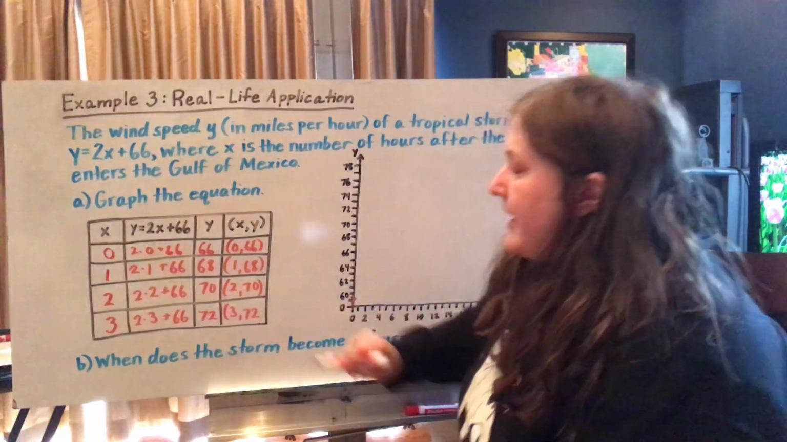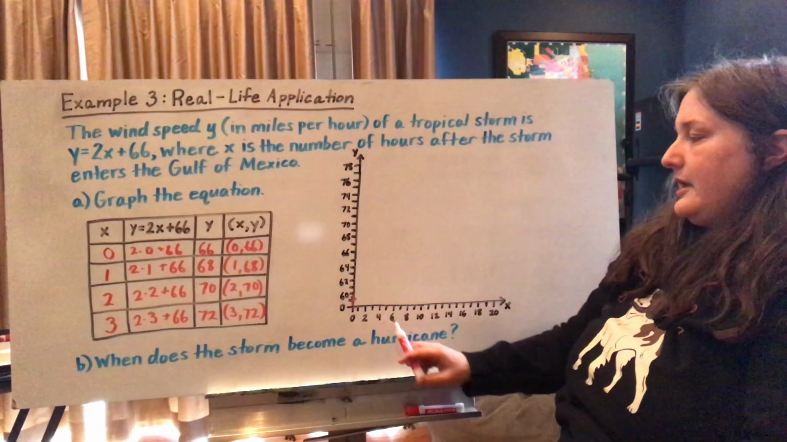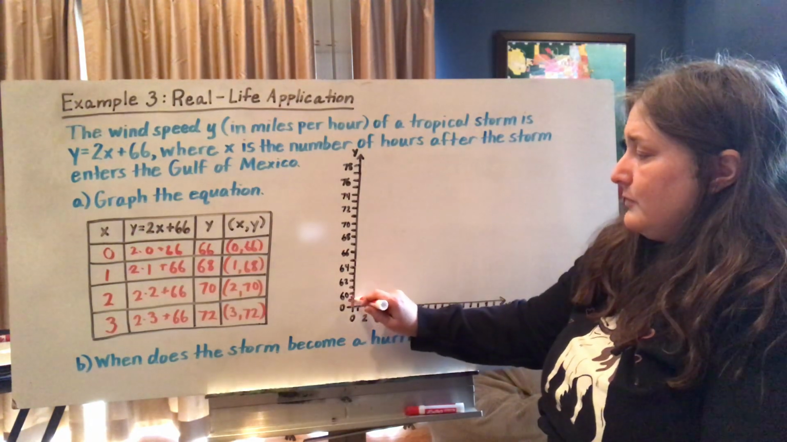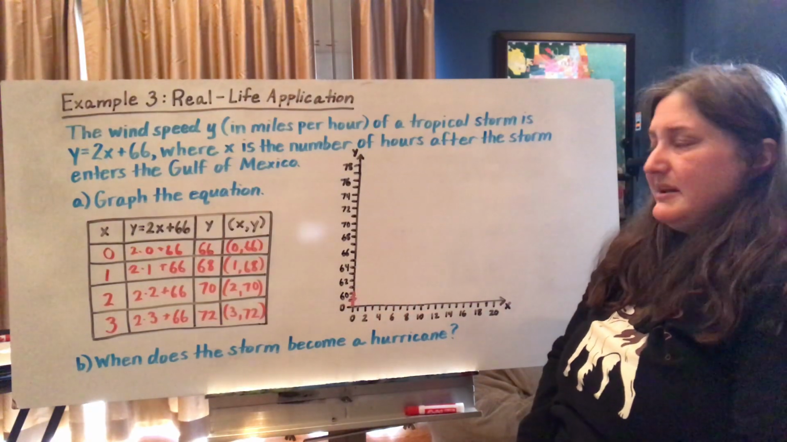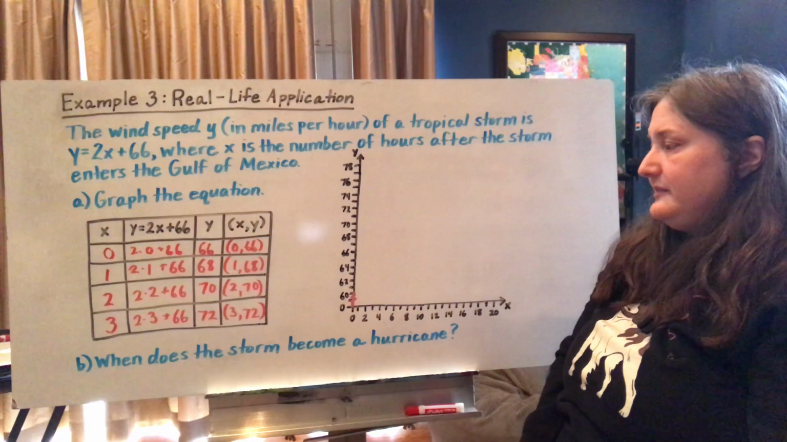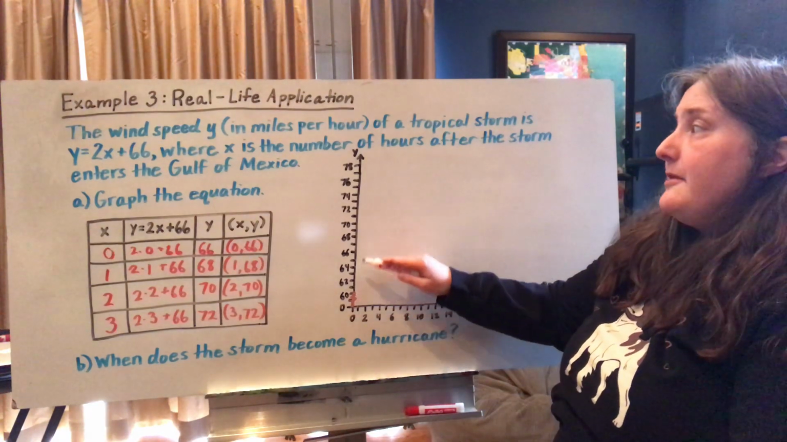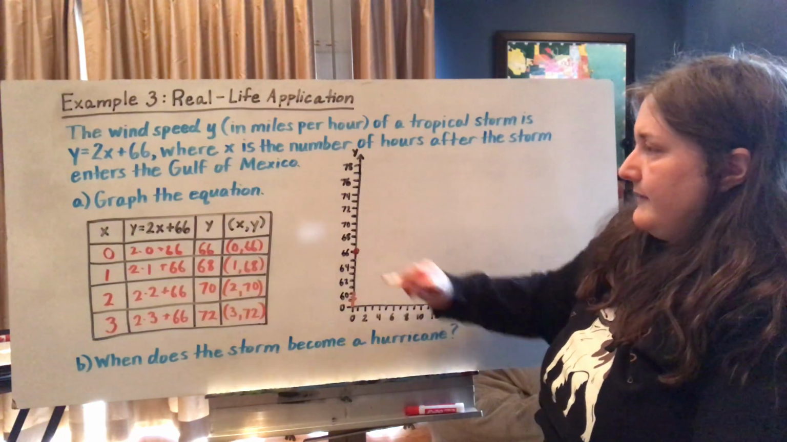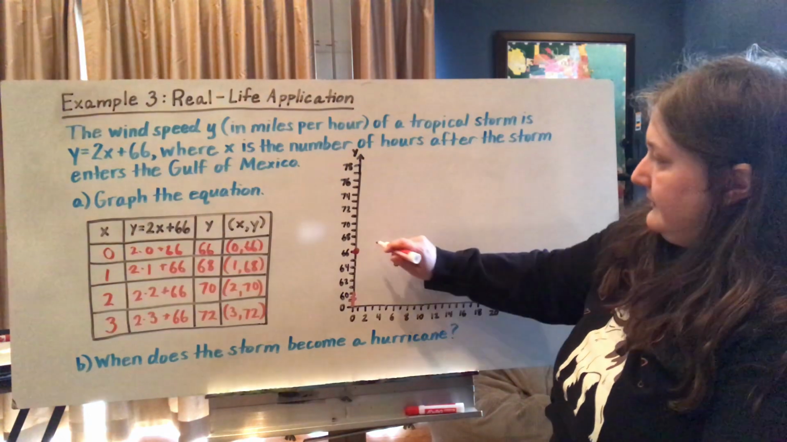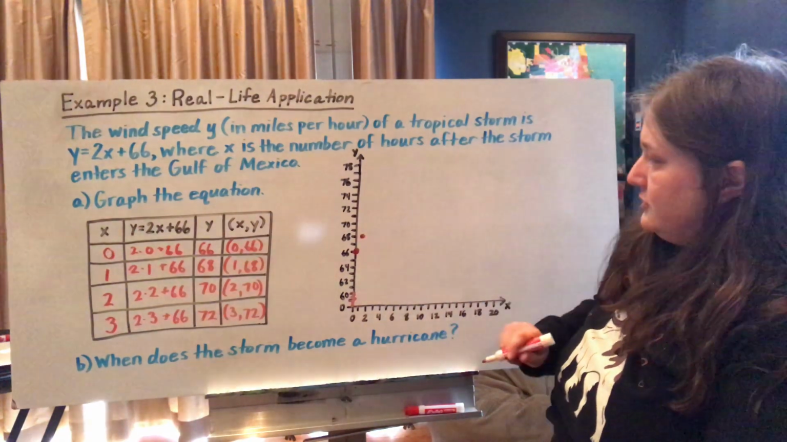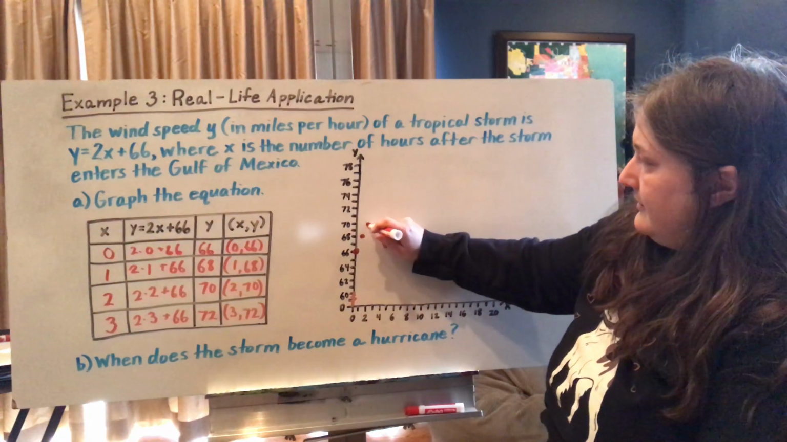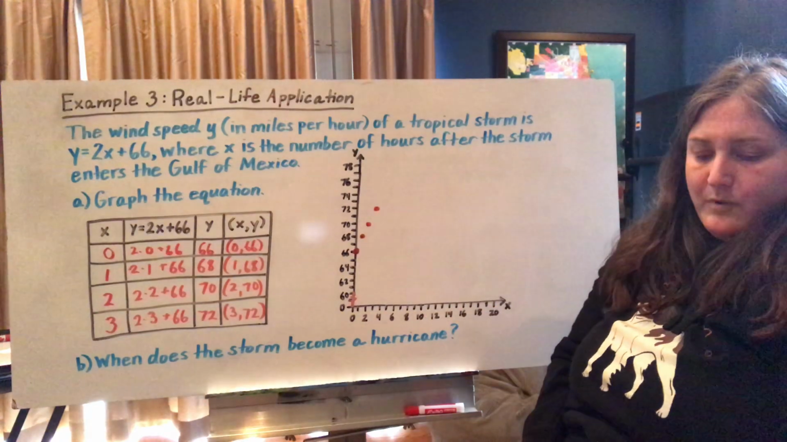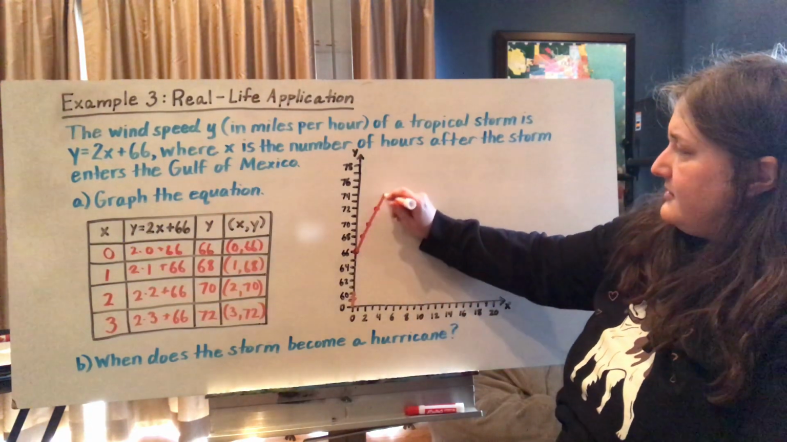So the next thing I want to do is graph these on my graph. So here, I'm counting by ones on my x-axis. On my y-axis, I did a little squiggle line here because that's going to tell people I'm going to skip some numbers. I'm not going to go all the way from 0 to 60, but I'm going to start at 60 and then I'm going to count by ones. So I had 0, 66. I had 1, 68. I had 2, 70. I had 3, 72. So if I want to draw my line through these, it's going to continue going up like this.